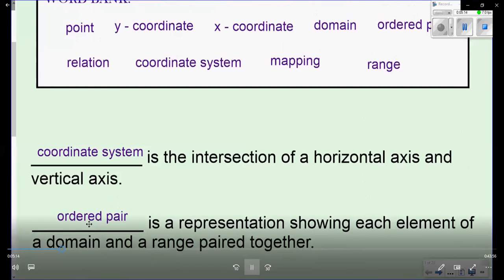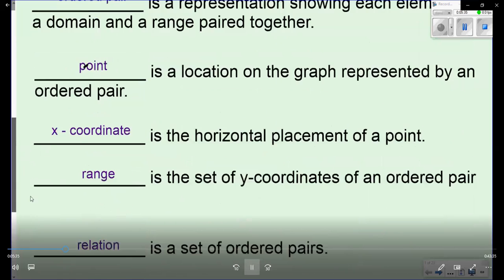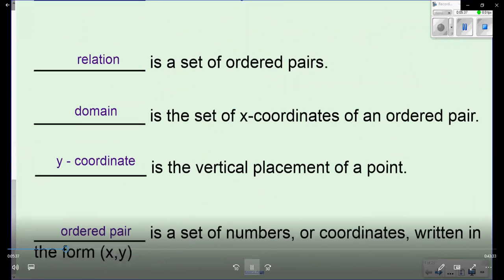So for the second one, when we said a representation showing each element of a domain or range paired together, it's an ordered pair, it's also mapping. Mapping is also another representation to show the connection, the relation between domain and range, as well as the ordered pair. Okay, so let's go on to the next one.